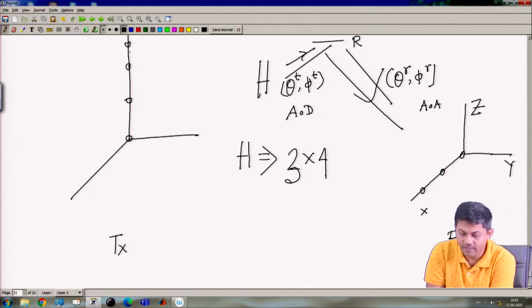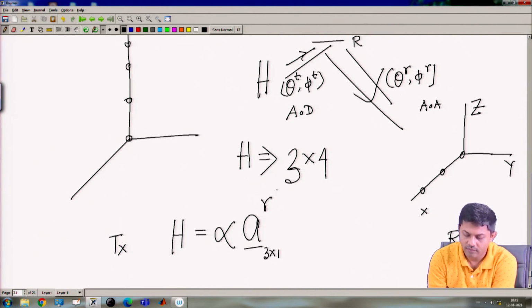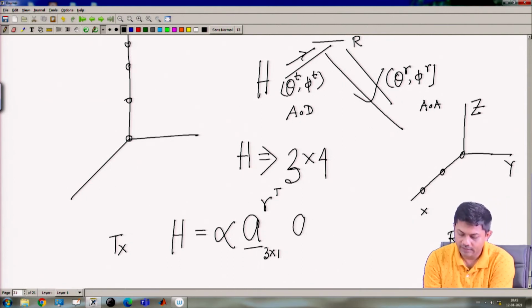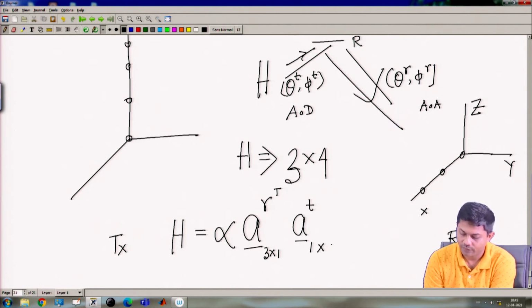That is all. So, as there is only one reflector, the only thing I know is H is equal to, now there should be a gain. So, let us assume that the generalized gain is alpha. I do not want to get into the gain problem here. Now, this AR I need to construct, which is 3 cross 1, there is a T here, and then this would be my AT vector, which is the transmit manifold vector or transmitter side manifold vector, and that is 1 cross 4.